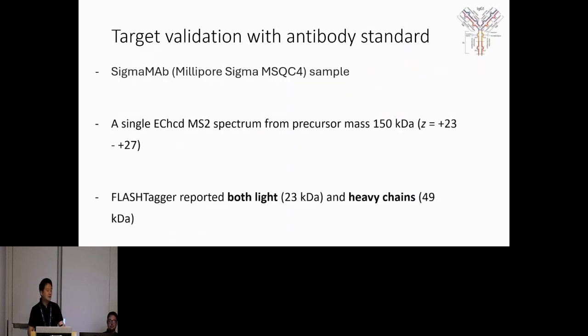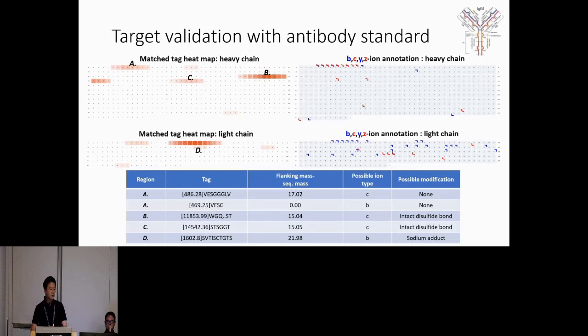So we validated our method with the Sigma antibody standard. Basically, this is a single EThcD MS2 spectrum from a precursor mass of 150 kilodaltons. And FLASHTagger successfully reported both heavy and light chains. In the figure at the top left side, we have the regions where tags were found. On the right side, the annotation of the peaks.